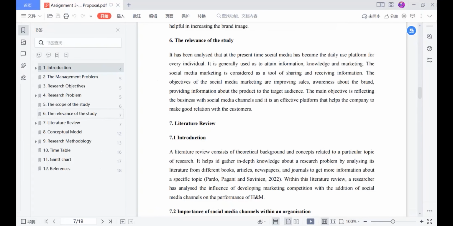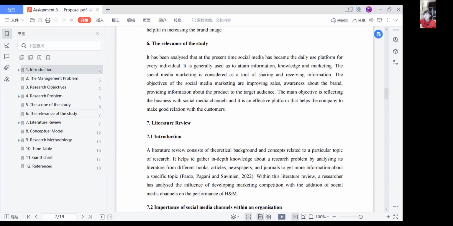The main objective is reflecting the business with social media channels, and it's an effective platform that helps the company to make good relations with the customers.